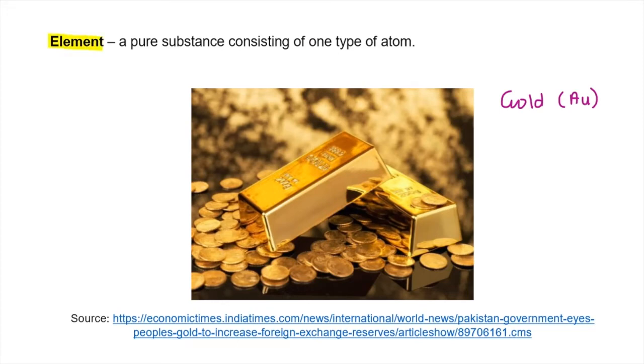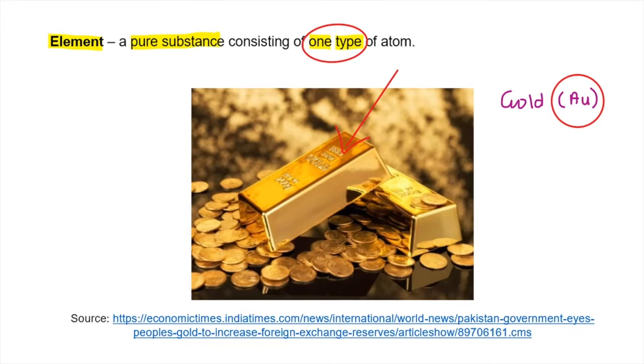We say that an element is a pure substance consisting of one type of atom. So as an example, we have a block of gold and we have gold coins. When we look at a block of gold, we know that it is made up of gold atoms. Now, since it is made up of so many gold atoms, many learners tend to think that a block of gold is most probably a compound. But what type of atoms is a block of gold made up of? Well, it is made up of only one type of atom, specifically gold atoms. So therefore, a block of gold is classified as an element.